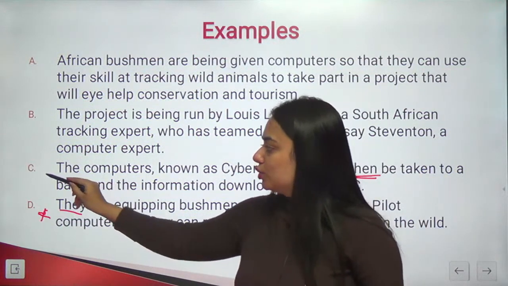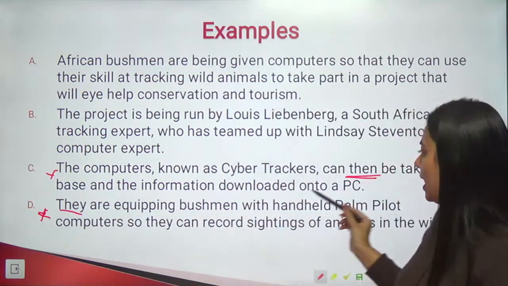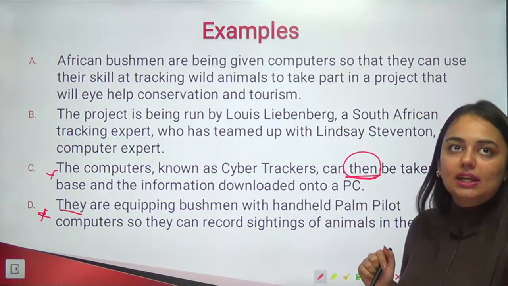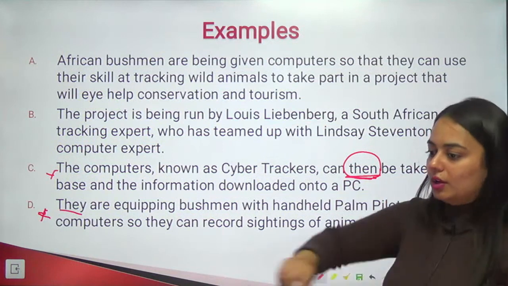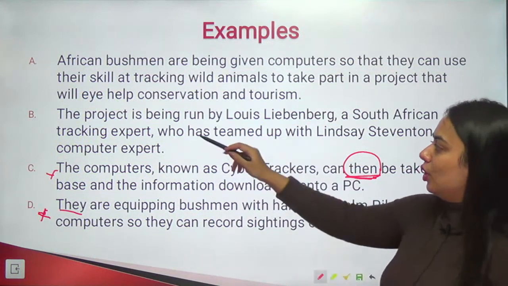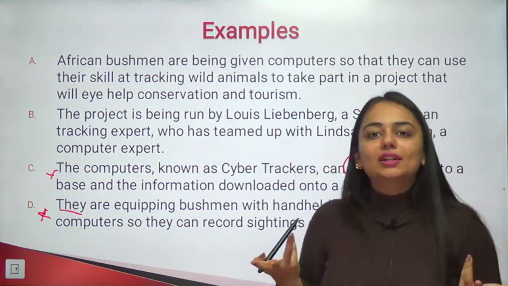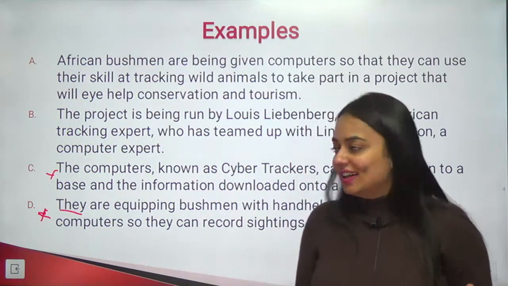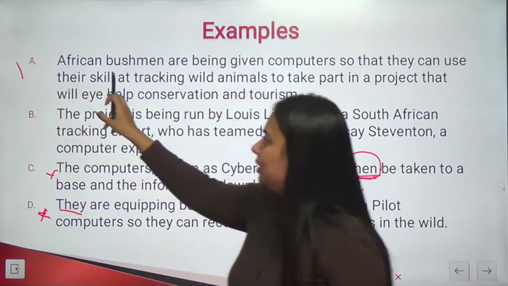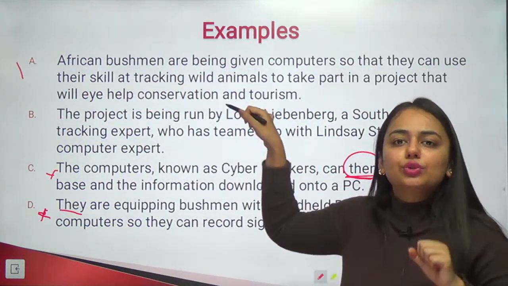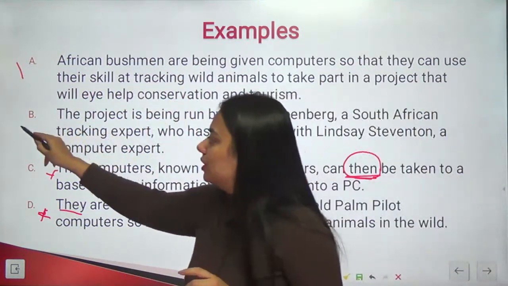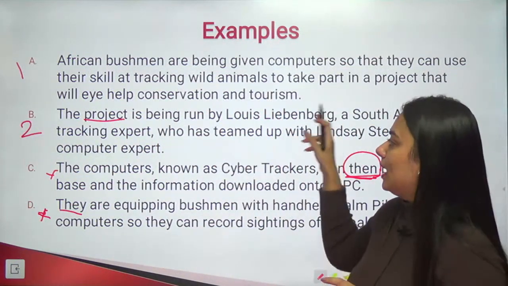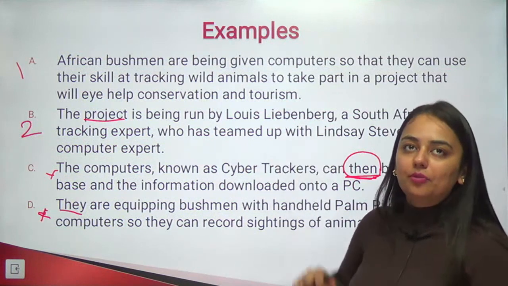This also cannot be the opening sentence because it has this keyword "then," which states that something should be preceding it. So we are left with two. The project is being run by. Which project? Have they mentioned the project in the second sentence? No, right? So now it's so obvious that this should be the first sentence, which is introducing us to the topic. Then comes this one because it further explains the same project, as in who is handling it and who he has teamed up with.